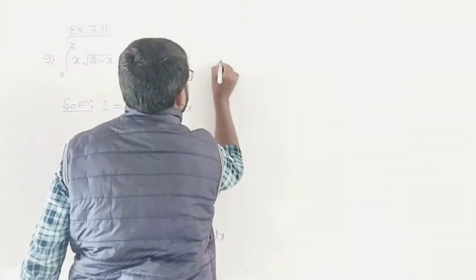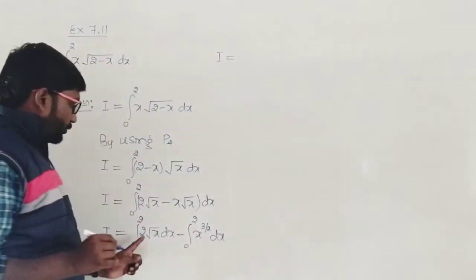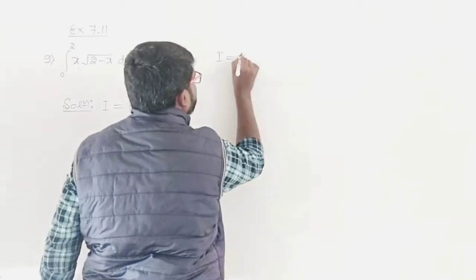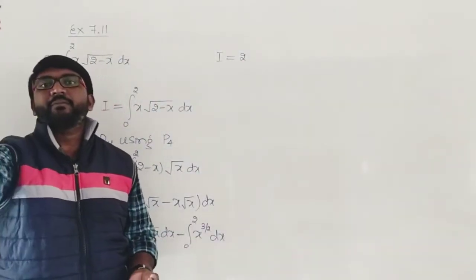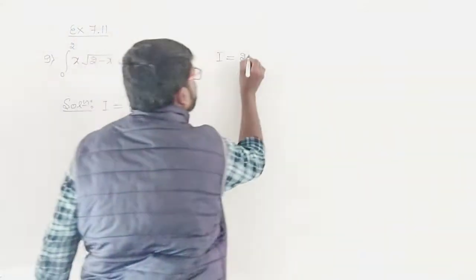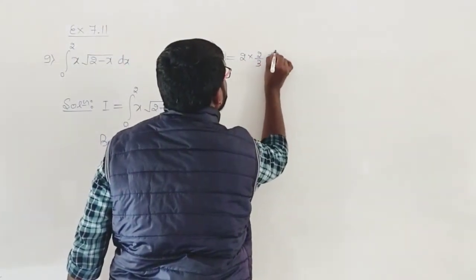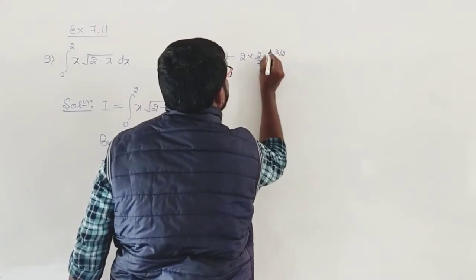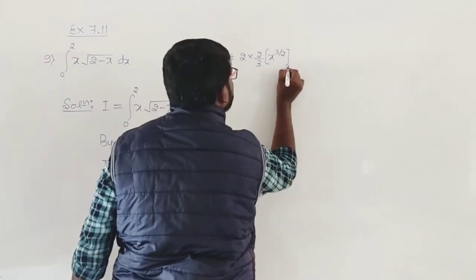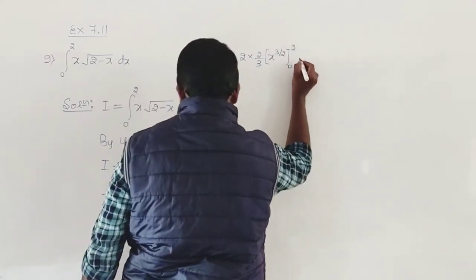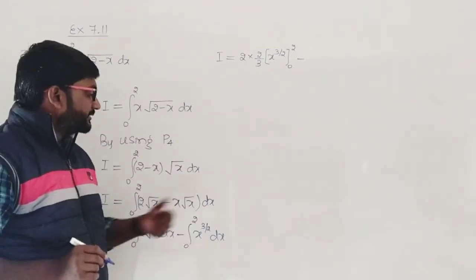So I is equal to 2, which is a constant, so write it outside. Then what is the integration of root x? It is 2 by 3 x to the power 3 by 2. So here 2 by 3 x to the power 3 by 2, then apply the limit, 0 to 2. Then minus we have x to the power 3 by 2 now.